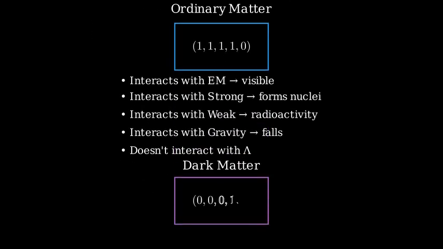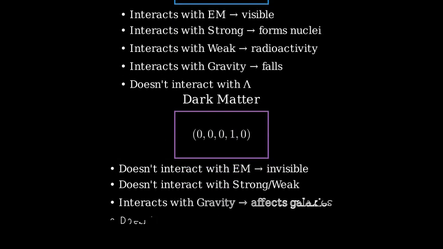Next, we have dark matter with a fingerprint of 0, 0, 0, 1, 0. Dark matter only interacts with gravity. It doesn't interact with electromagnetism, which is why we can't see it. Light passes right through it. It also doesn't interact with the strong or weak forces, making it incredibly difficult to detect directly. But we know it exists because of its gravitational effects on galaxies.